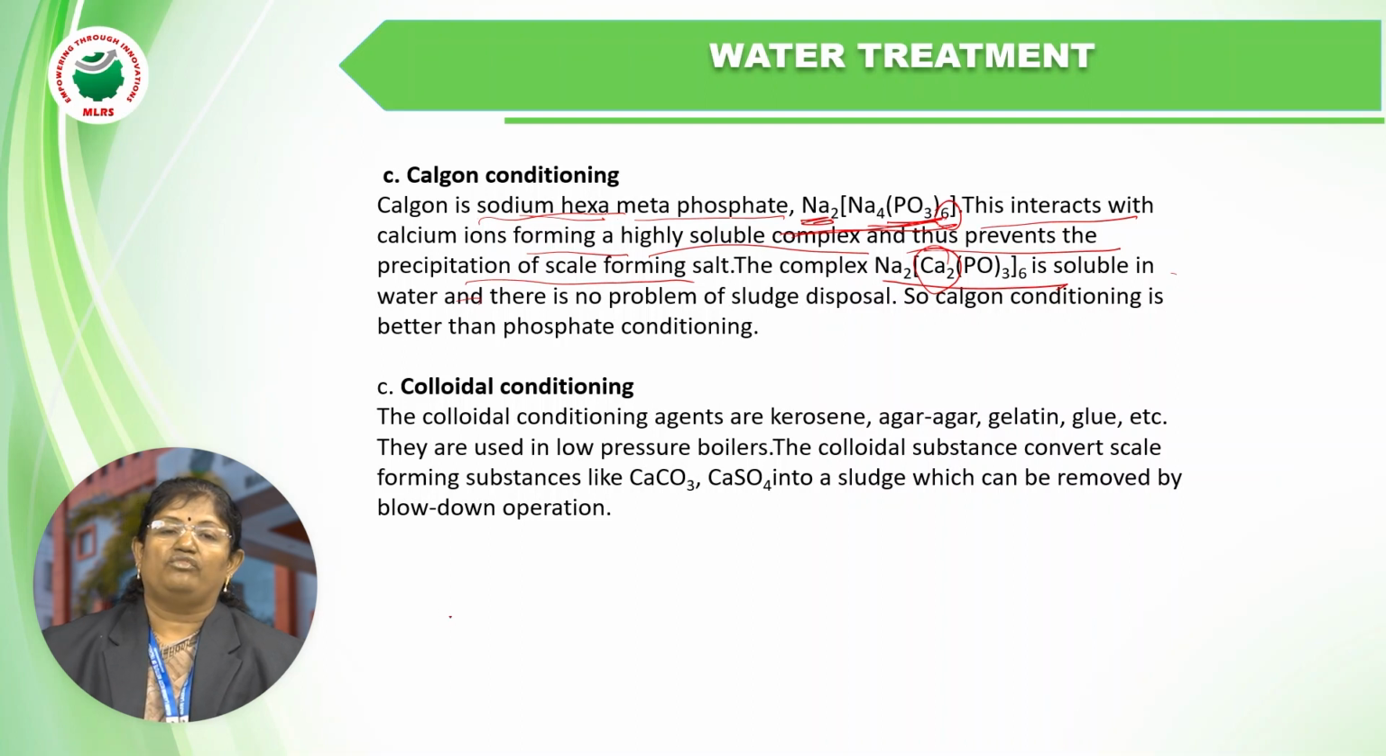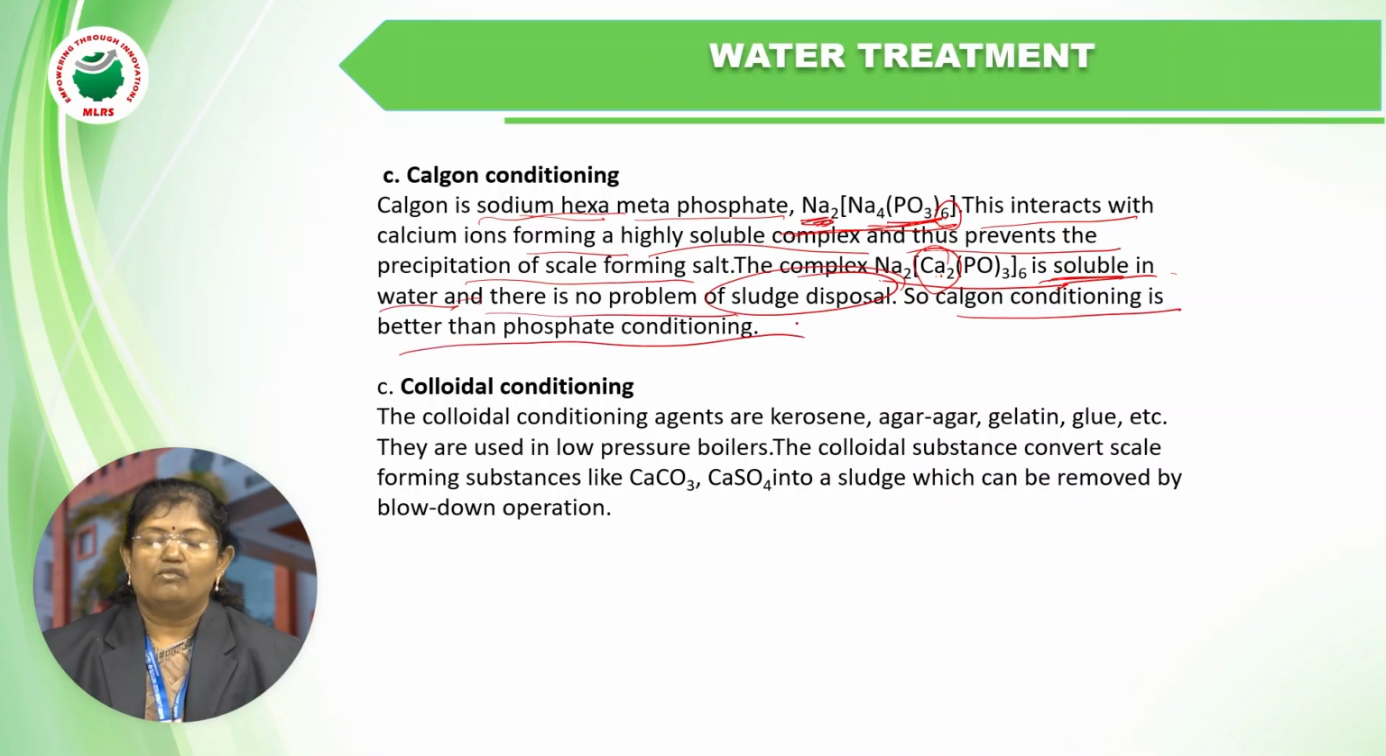This calcium sulfate is insoluble. When treated with Calgon, it will form the sodium calcium phosphate, which is soluble in water, hence there is no problem of sludge disposal. So Calgon conditioning is better than the phosphate conditioning. Removing this waste, the sludge, is also very easy.